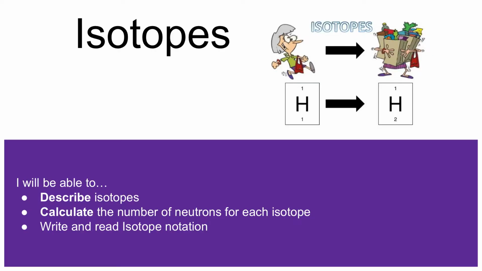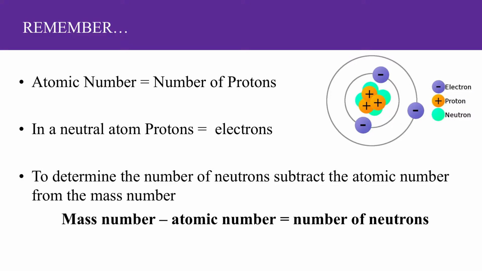In this lesson, you will be able to describe isotopes, calculate the number of neutrons for each isotope, and write and read isotope notation. If you remember, the atomic number is equal to the number of protons. In a neutral atom, the number of protons is equal to the number of electrons, but only in a neutral atom. To determine the number of neutrons, subtract the atomic number from the mass number, or the atomic mass.